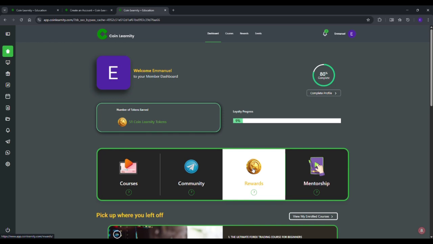And what is the reward section of the personal learning area? The reward section of the personal learning area allows you, the user, to earn coin Learnity tokens by watching videos in the rewards area. By engaging with these videos, users can accumulate tokens, which helps them progress towards earning badges and unlocking other rewards. It's an easy and fun way to earn while also continuing your learning journey.